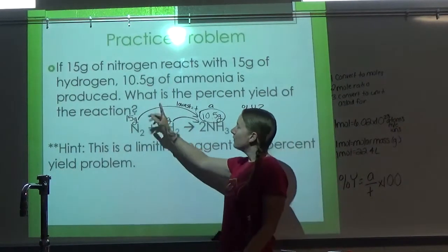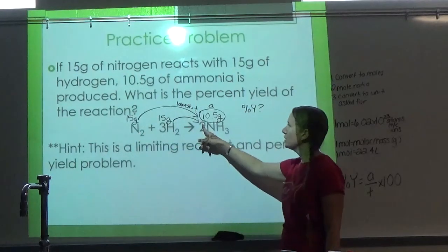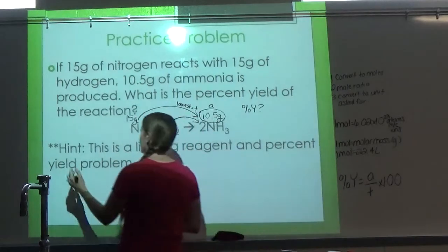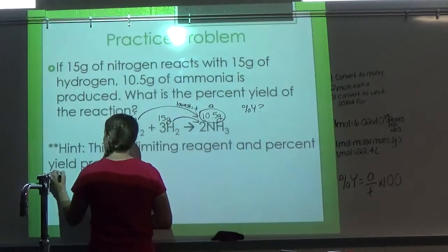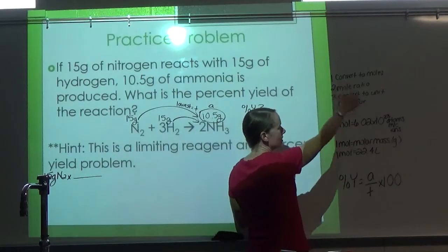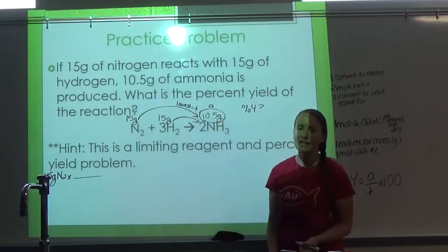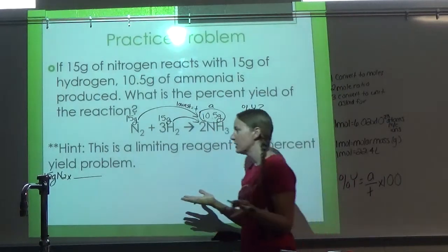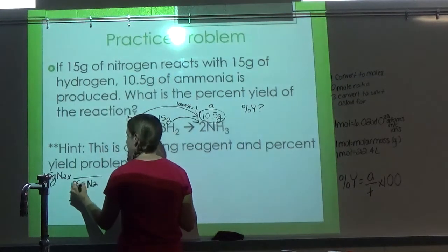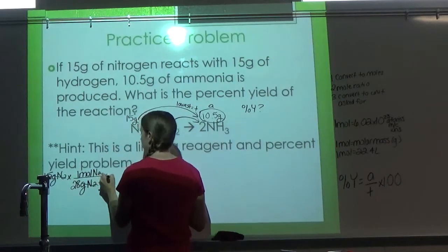All right, so I'm going to start with my nitrogen and figure out in theory how much ammonia I should have made. So I start with my 15 grams. My first step is convert to moles. Since I have grams, I'm going to use molar mass. Instead of saying where I'm getting molar mass from every time, I'm just getting it from the periodic table. When I add up my grams for N2, I get 28, and molar mass always equals 1 mole. So my grams cancel.